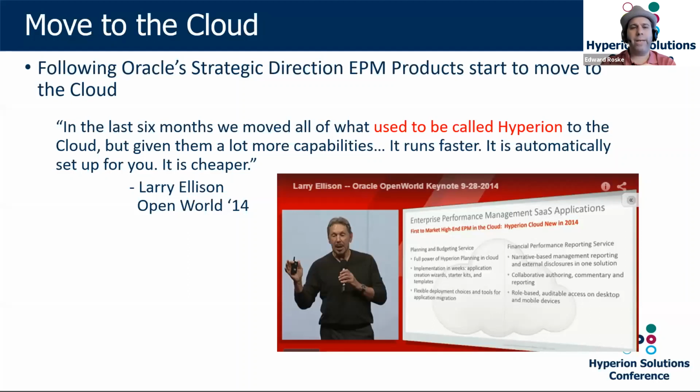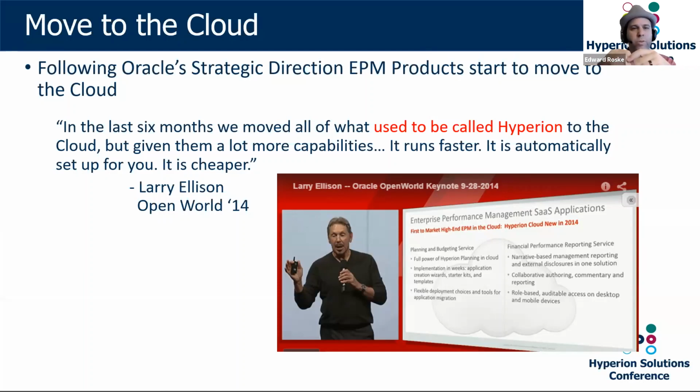Now, I do get a kick out of this quote from October 2014. Keep in mind, October 2014. "In the last 6 months, we moved all of what used to be called Hyperion to the cloud, but we've given them a lot more capabilities. It runs faster. It is automatically set up for you. It is cheaper." Now, there is a lot of truth in this statement. It's only about half true. It runs faster. It's automatically set up for you. It is cheaper.